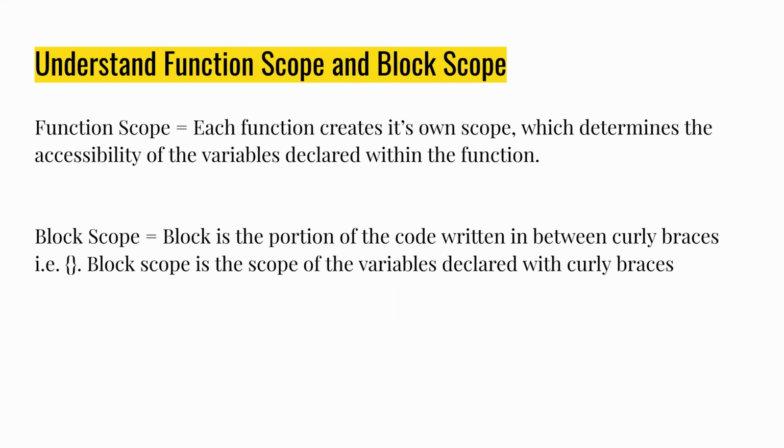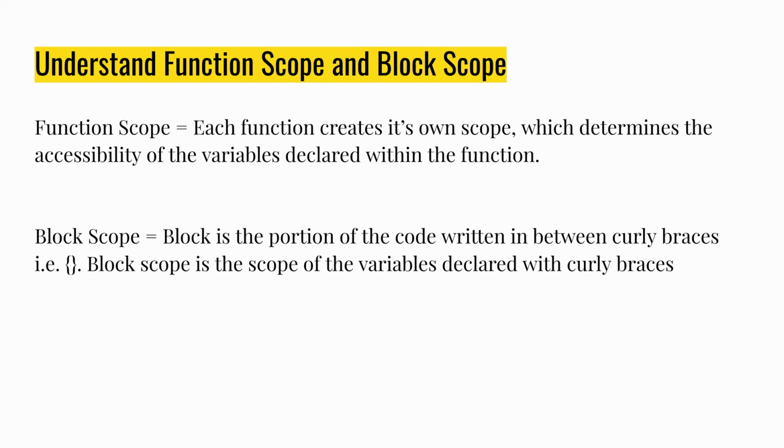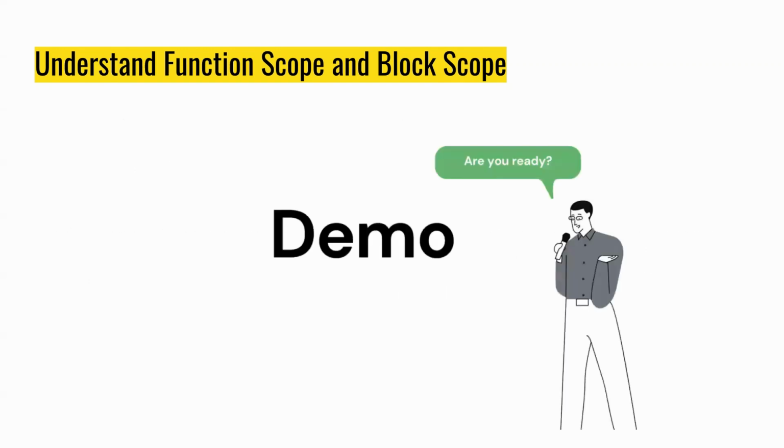Correct? And what is block scope? Block means anything you write within curly braces is called a block. And any variable that you write within the block will have block scope. We'll see some demo very soon. So if we understood the function scope and the block scope, I think it makes sense that we go to a demo and we'll see some examples. So let's go to a demo.